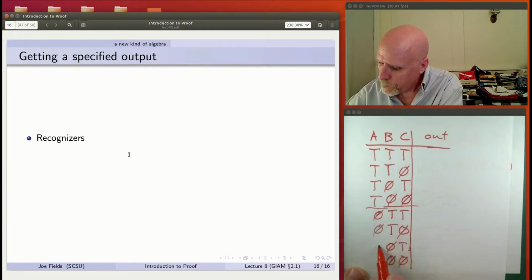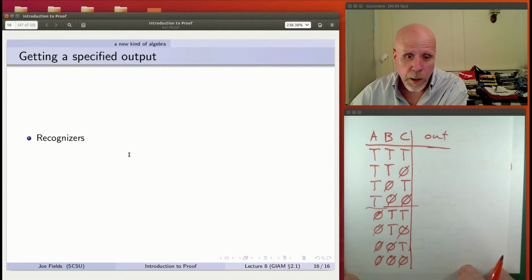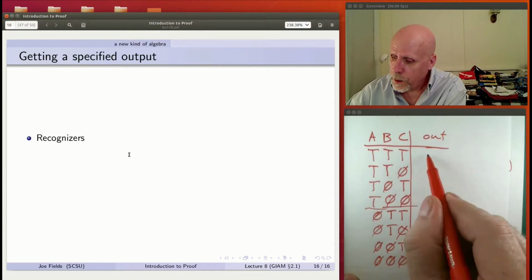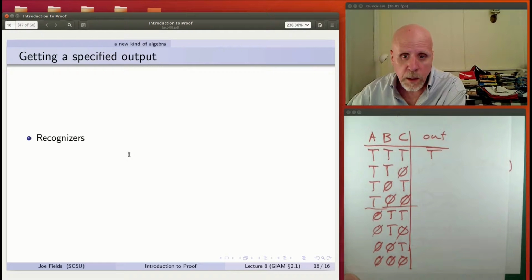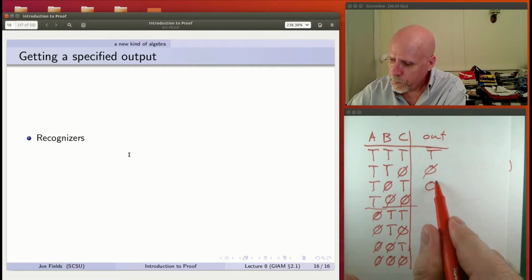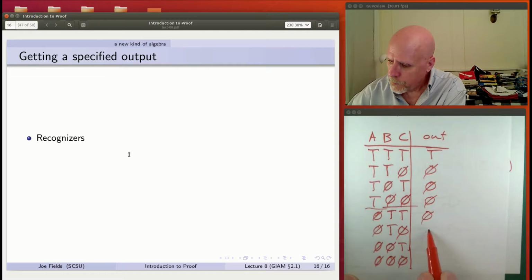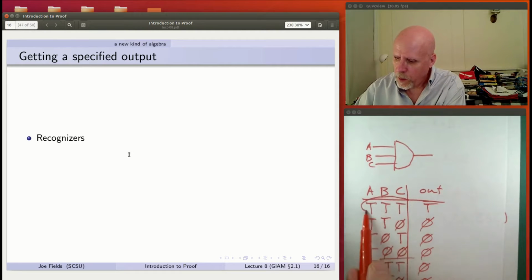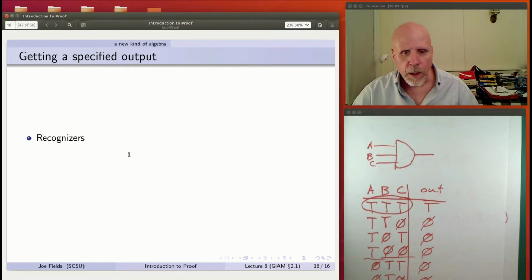I hope some of you at least are thinking, why is he bothering with this? Because this is going to be a trivial result, isn't it? If you haven't thought that yet, think about it now. When is the AND of these three variables actually going to be positive or true? Just there. Everywhere else, it's false. So what that multi-input AND gate does is it recognizes row one. It recognizes the state TTT on the inputs A, B, and C.